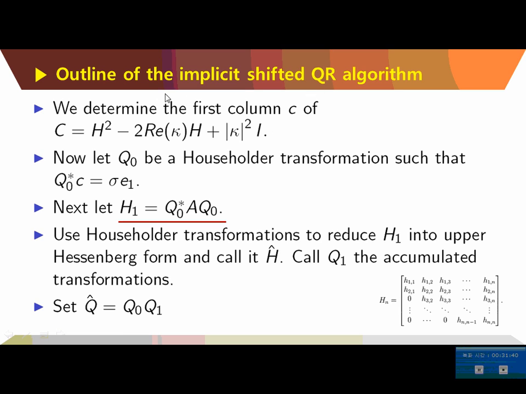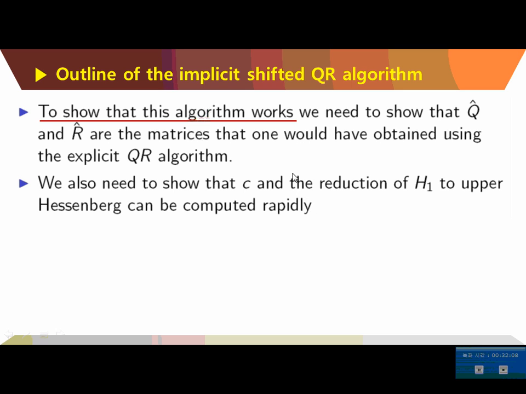And the outline of the implicit shift QR algorithm: we determine the first column of C, and let Q0 be a Householder transformation such that like this. Then let H1 be this. Then use a Householder transformation to reduce H1 into upper Hessenberg form, in this form, and call Q1 the accumulated transformation. Then set Q hat as the product of those. Then we will have a Hessenberg form, which is similar to the original one.